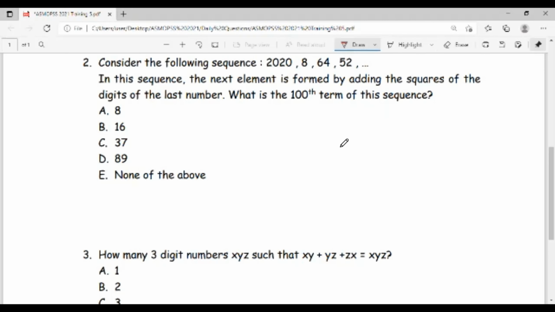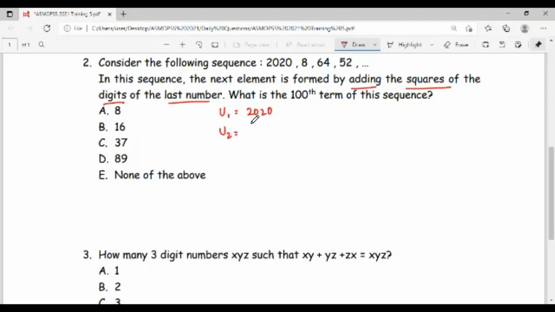So if we're working with questions with sequences, what we're going to look for is a pattern. Okay, so let's try to work out the elements based on the rules given. The next element is formed by adding the squares of the digits of the last number. So what does this mean? The first term, I'll write it down as U1, is 2020.